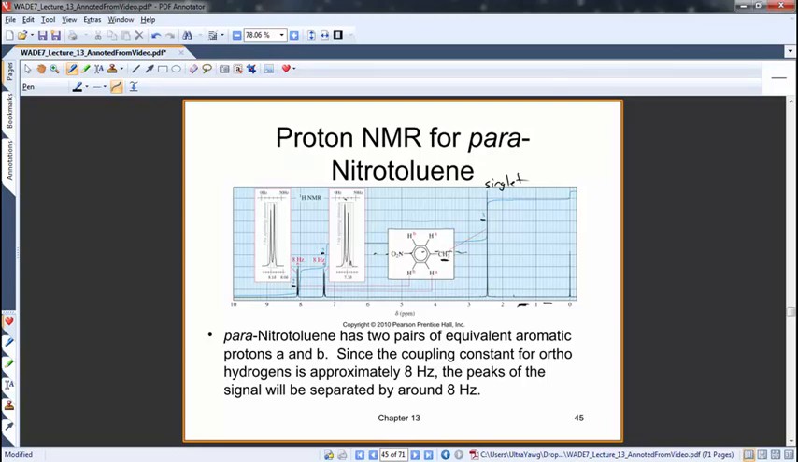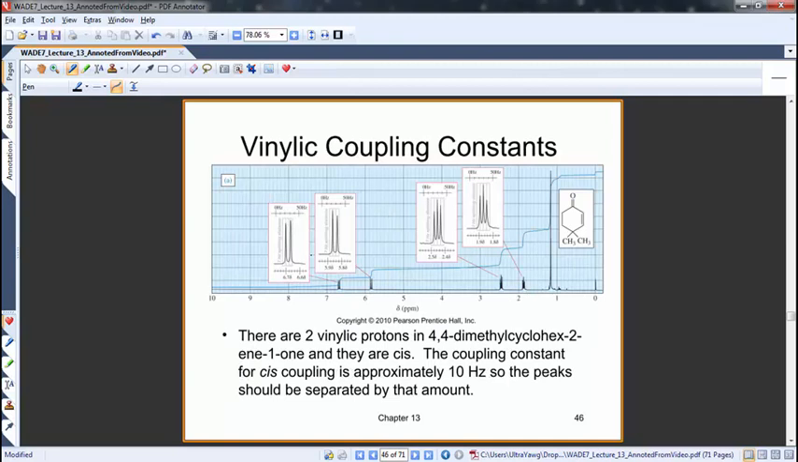And so they both show up as doublets. And because there's 2 HAs, it's a 2H doublet. And because there's 2 HBs, it's a 2H doublet. All right, so the substituted benzenes can be a little tricky.